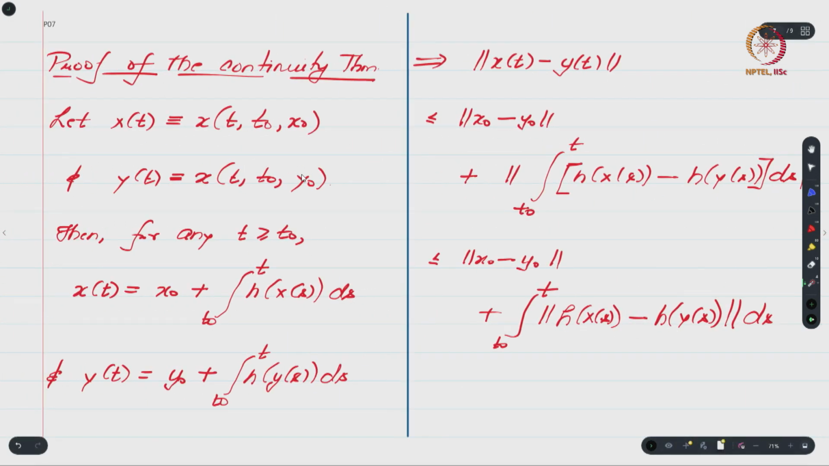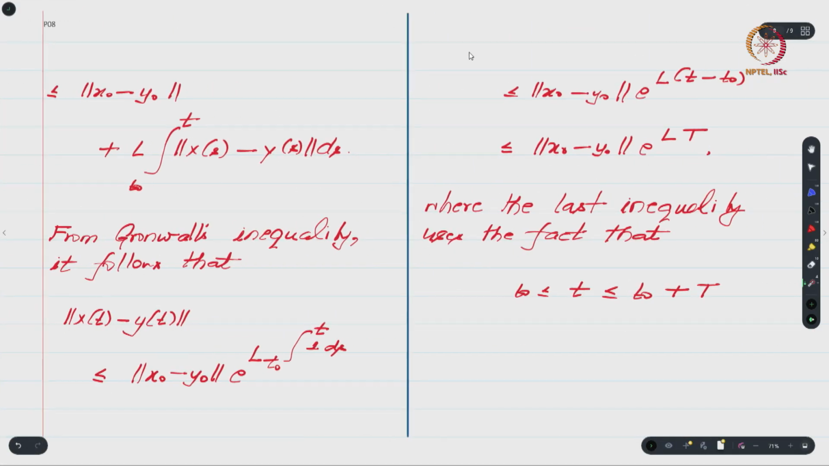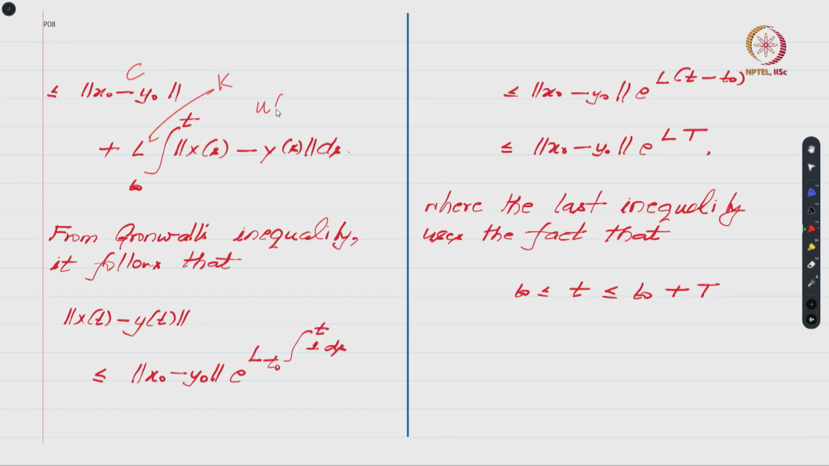So observe that on the left hand side you have x of t minus y of t, and on the right hand side you also have x of s minus y of s. So you can see that we now have an implicit inequality. Okay, so here this will be your c, this will be your k, and your u of s is this expression, and your v of s is actually 1.